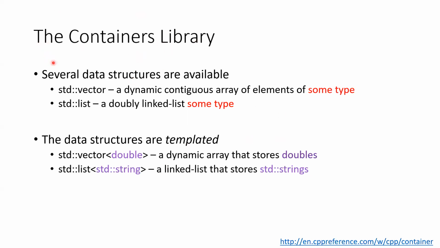The containers library makes the containers or data structures available to you, like the vector, which is a dynamic array of elements of some type, and list, a doubly linked list of some type. And they are templated, which means that you can specify the types when you are declaring them.